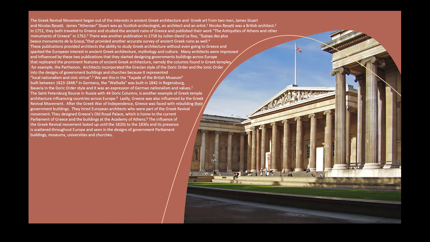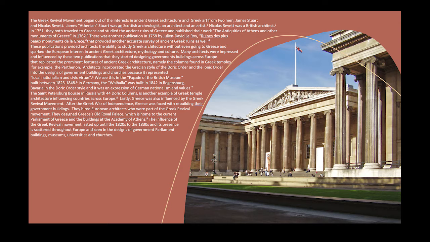The publications provided architects the ability to study ancient Greek architecture without even going to Greece and sparked European interest in ancient Greek architecture, mythology, and culture. Many architects were so impressed and influenced by these two publications that they started designing government buildings across Europe, replicating the prominent features of ancient Greek architecture, namely the columns found in Greek temples, for example the Parthenon.